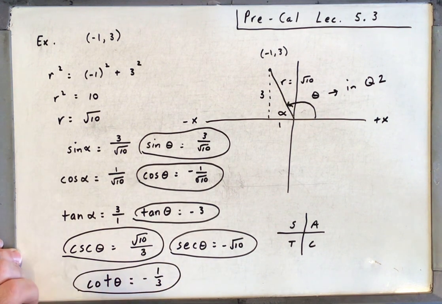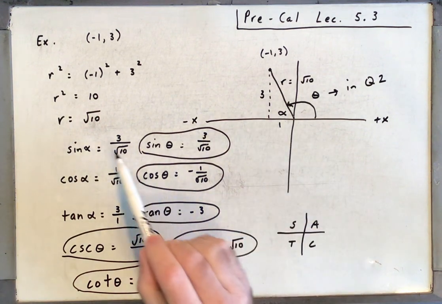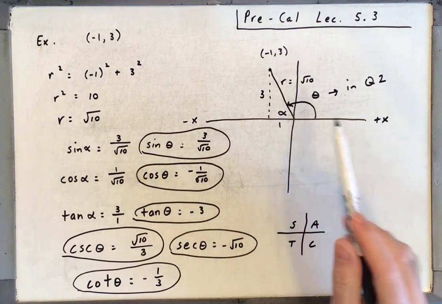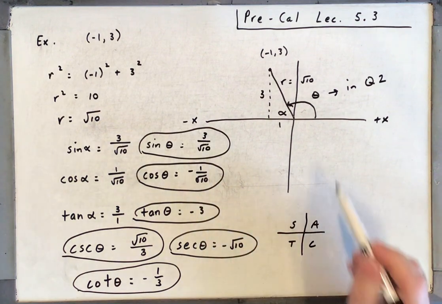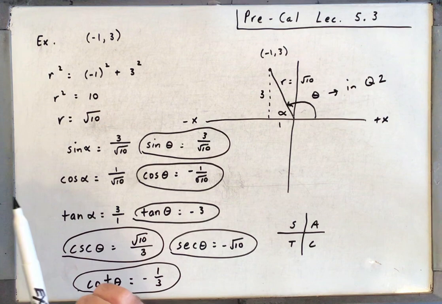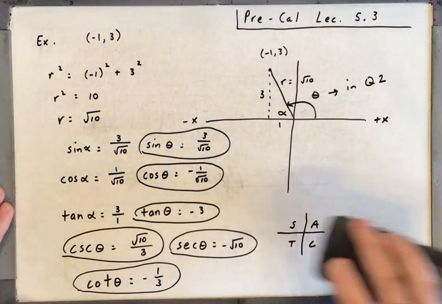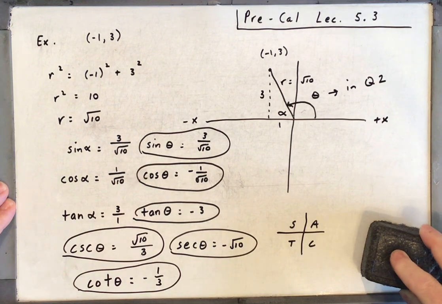So we got all 6 based on we found the trig functions for the reference angle, and then we adjusted the sign based on the quadrant, in quadrant 2. All right, let's turn your notes to page 2. Pause if you need to.